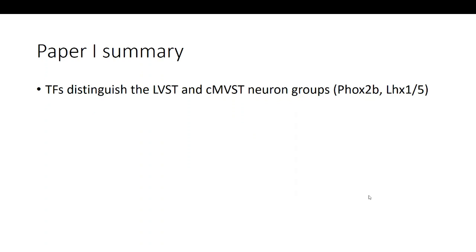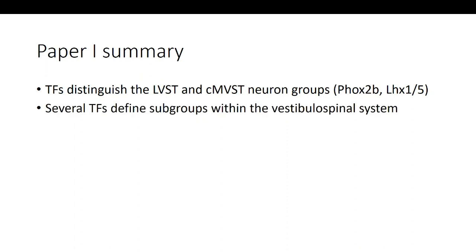To summarize the results I have presented so far, first, we found TFs that distinguish the LVST and the CMST group perfectly, using the FOX2B and LHX15 TFs. We also found several TFs that define subgroups within the vestibulospinal system. And we saw that the patterns we observed were evolutionarily conserved between mouse and chicken, indicating it might be true for a broader vertebrate line.